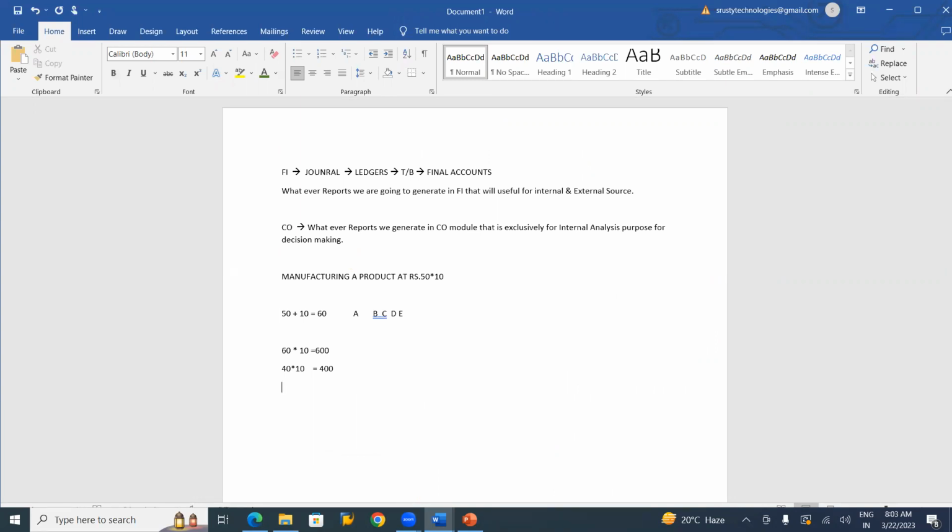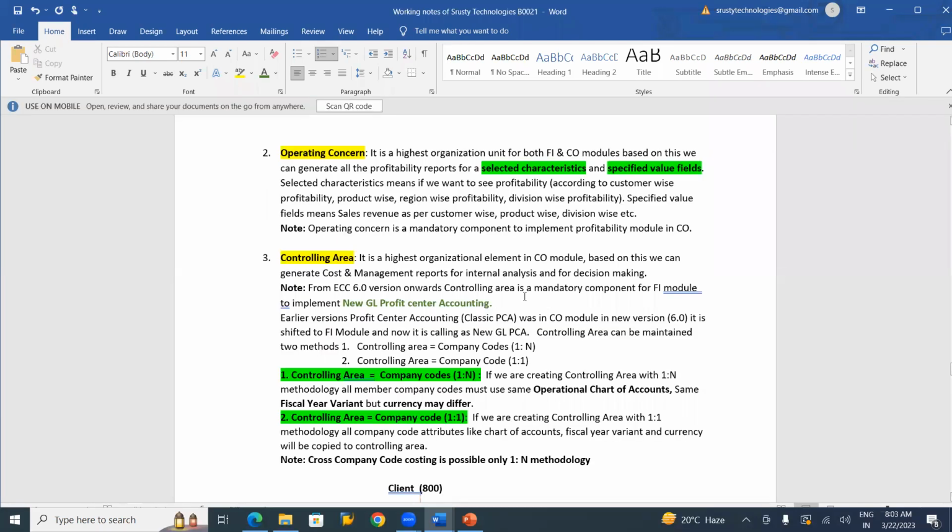We used to get only a single dimensional report. But the majority of organizations want multi-dimensional reporting. So for that, they want to generate reports GL wise, business area wise, profit center wise, segment wise, with multiple currencies. Earlier this profit center accounting was with the CO module. After moving from the CO module to the FI module, it is capable of generating multi-dimensional reporting in the FI module. And the scope was increased drastically in SAP FICO.